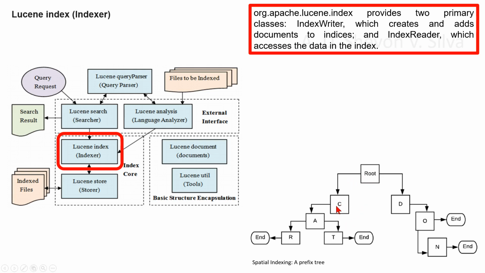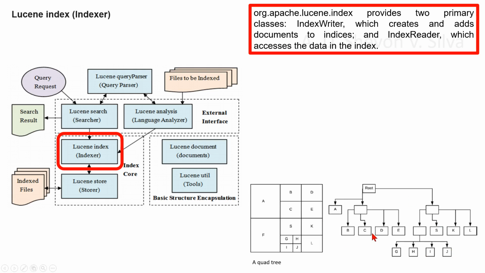Here you can see root is connected to C, C is connected to A, A is connected to R, and that ends at car. Here C is connected to A, A is connected to T, and that is cat. And here the root is connected to D, D is connected to O, and that is do. And here D is connected to O, O is connected to N, and N is connected to N, which is done.